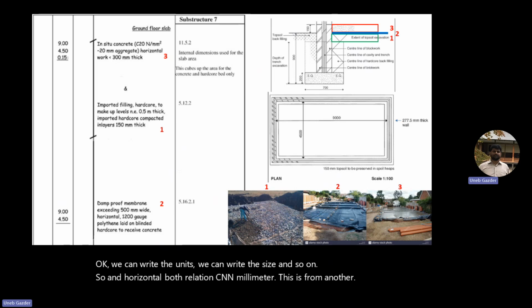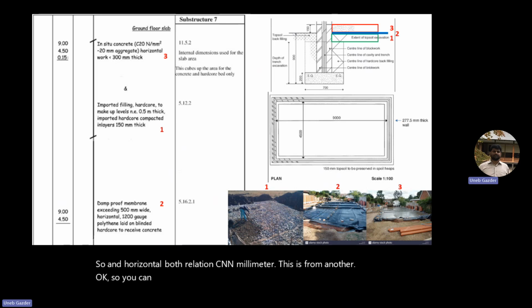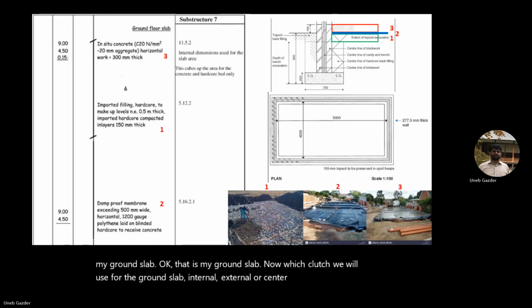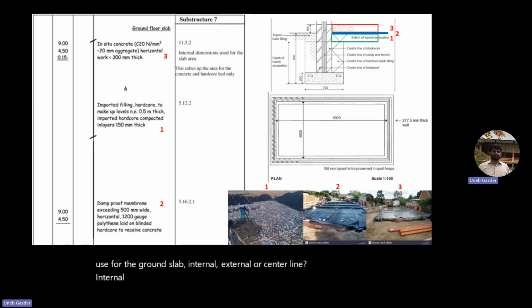So you can see number 3 marked there with red color in the drawing. That is my ground slab. Now, which girth will we use for the ground slab? Internal, external, or center line? Center line, internal. Somebody please say external.